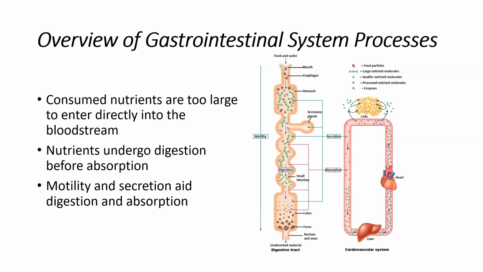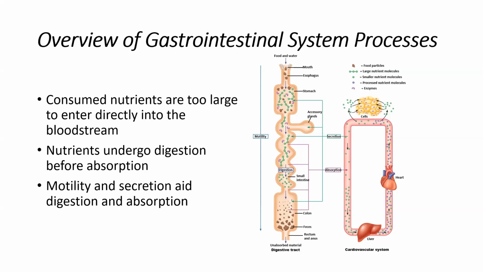So here we speak about digestion and then absorption. So digestion is the process of breaking those large food particles down into smaller or micronutrient molecules so that they can be moved across the epithelial layer of the GI tract, and that process we call absorption. So digestion is needed before absorption can take place. We also want to talk about motility and secretion. So motility and secretion are two other processes that are important to aid digestion and absorption.